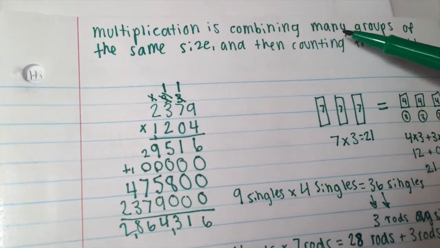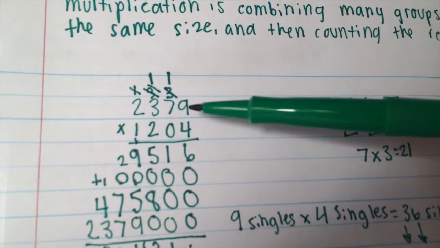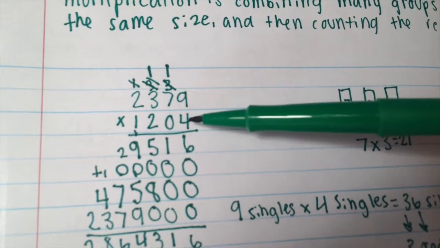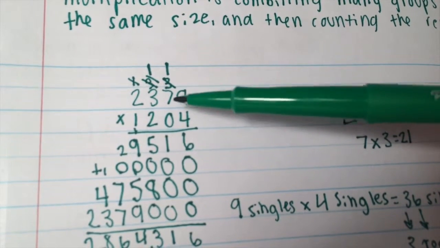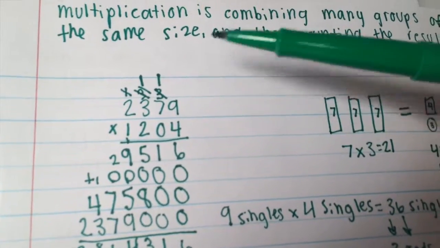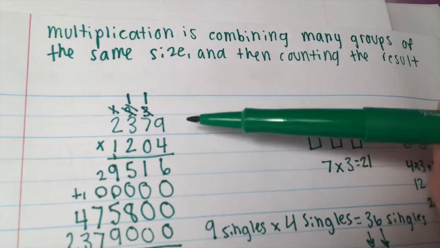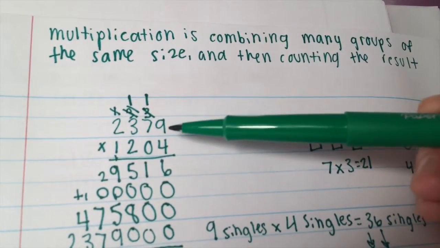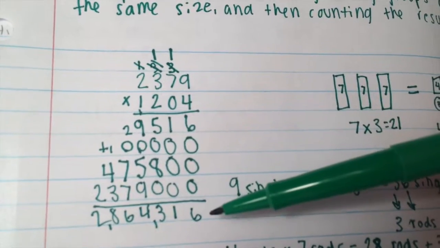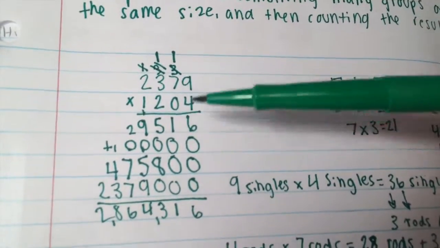So you're asking, why does this algorithm up here give us the answer to this problem? A multiplication problem is combining many groups of the same size. So if we're combining 1,204 groups, and in each group there is 2,379, that means we are combining many groups. This is our many groups of the same size, and this is the size of the groups. So we multiply these all together in this long process, and this is our ending result. So that is why this algorithm works on this problem.